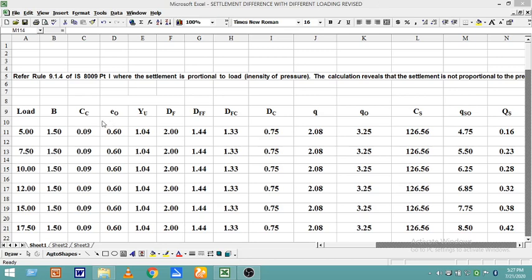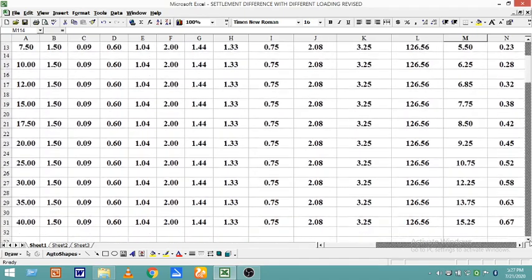So I have calculated the settlement starting from a pressure intensity of 5 ton per square meter, at every 5 ton interval up to 40 ton per square meter, keeping the foundation size at 1.5 meter and depth of foundation at 2 meter below ground level.